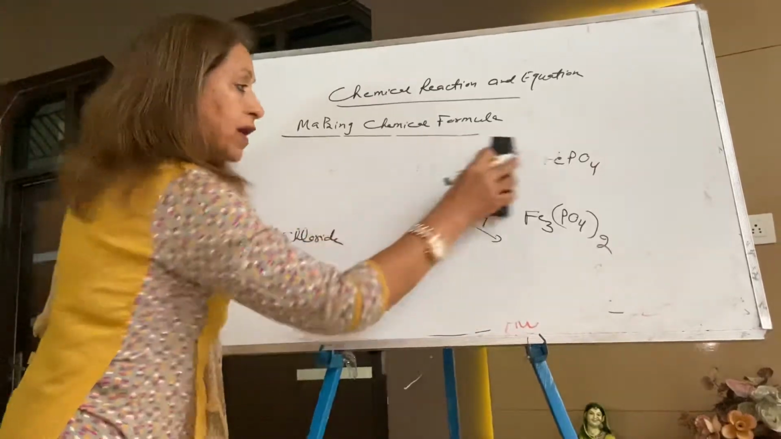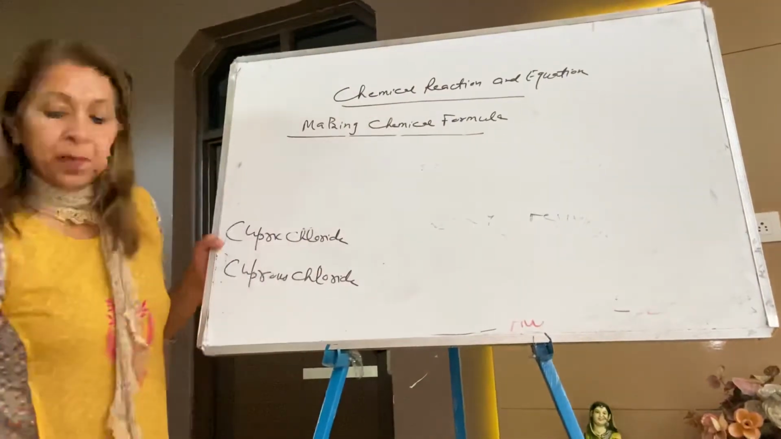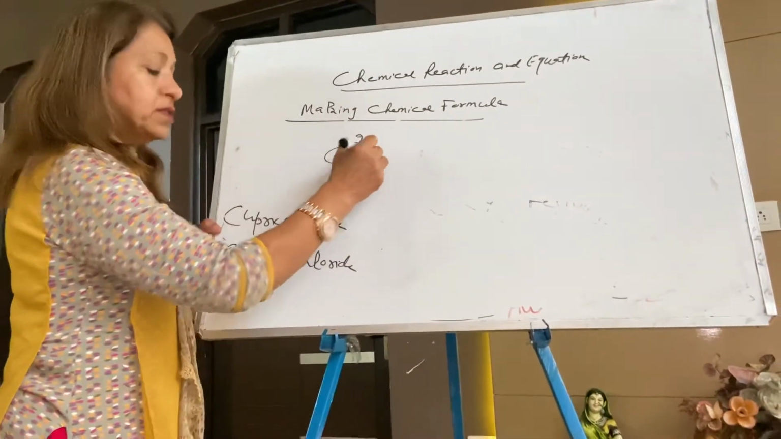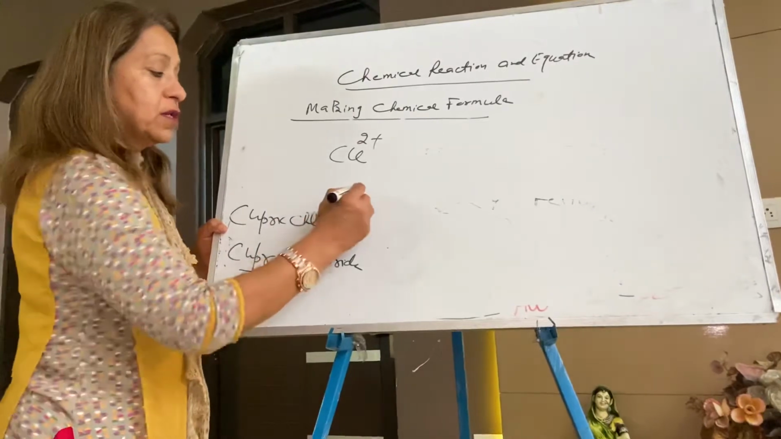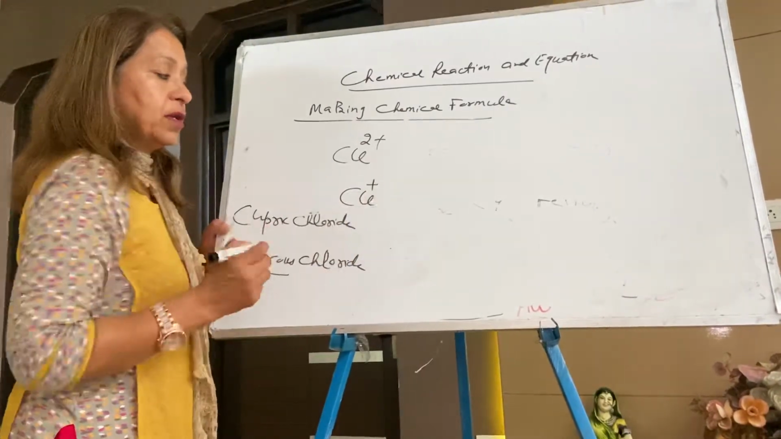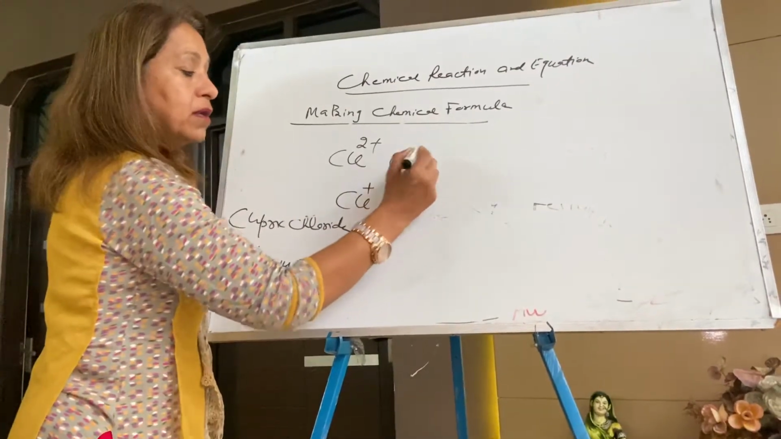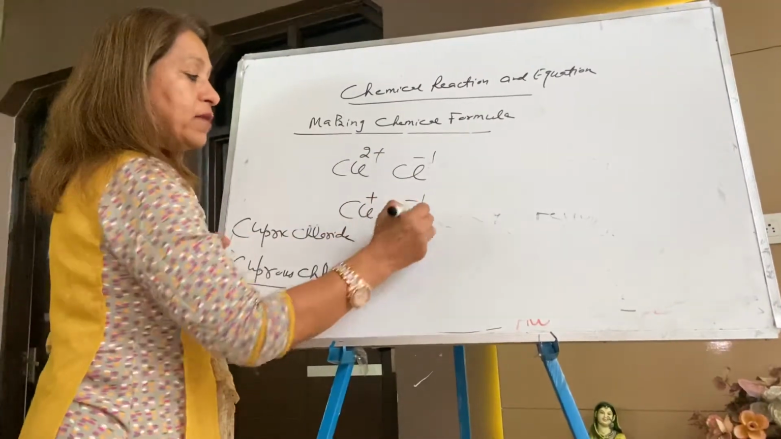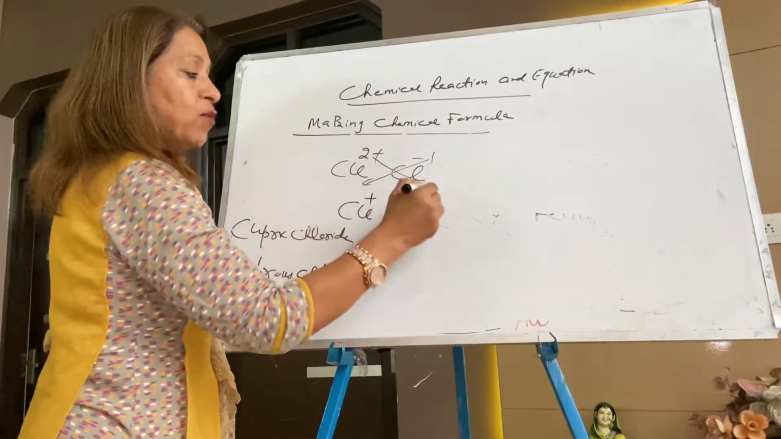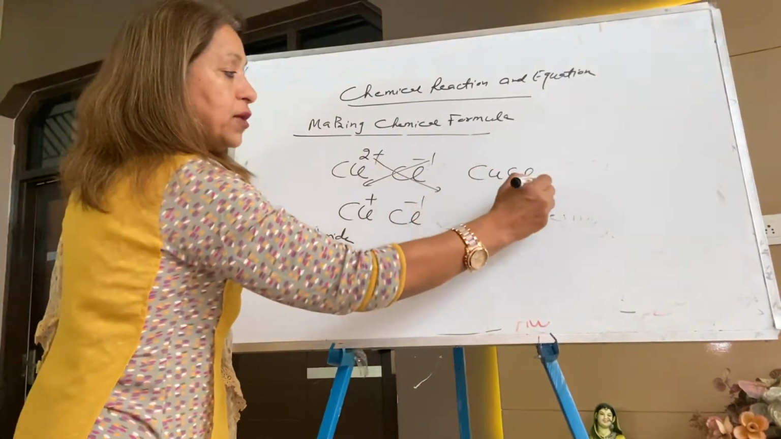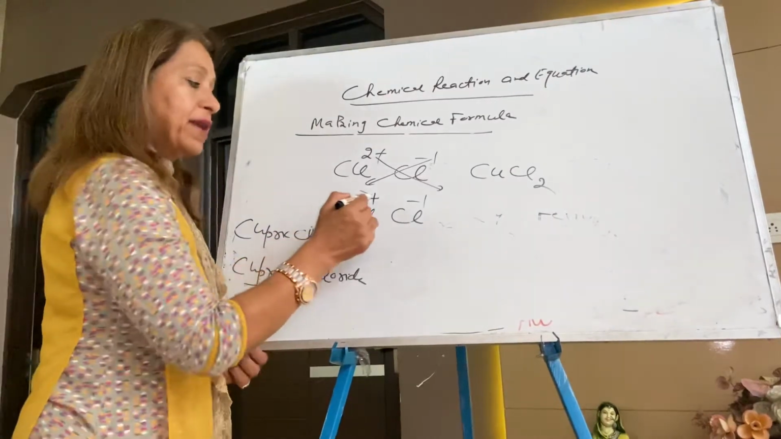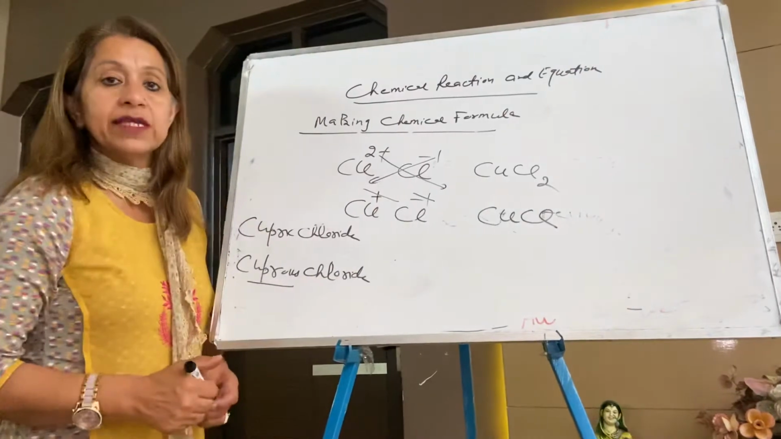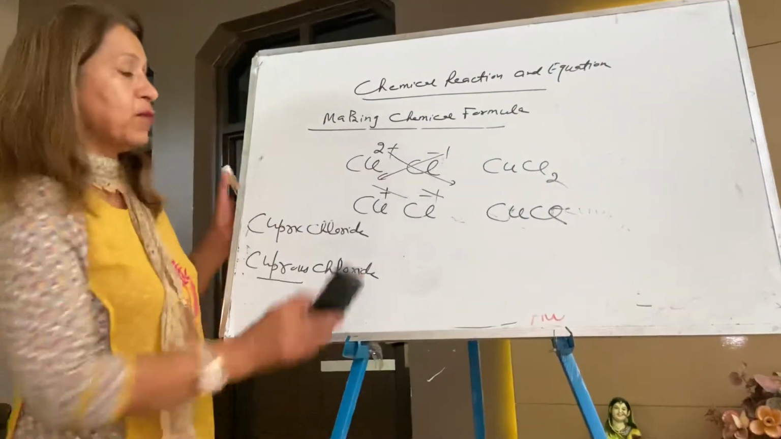Now writing the third one. Third is cupric chloride. Cupric is 2 plus and next is cuprous. Cuprous is plus 1. Chloride is minus 1. Crisscross, the formula becomes CuCl2. Here plus 1 and minus 1 cancel, the formula becomes CuCl, right? So this is the way to make the formula.